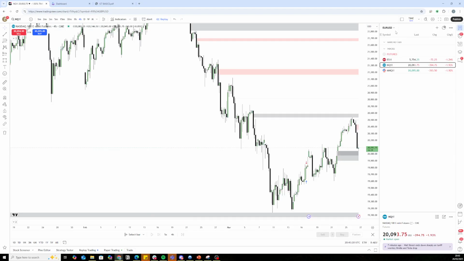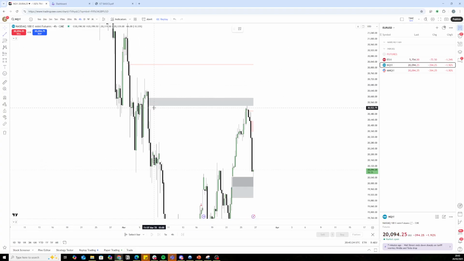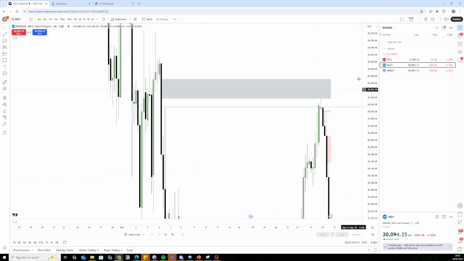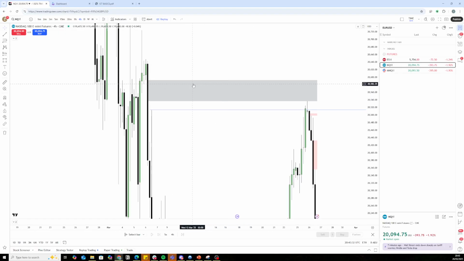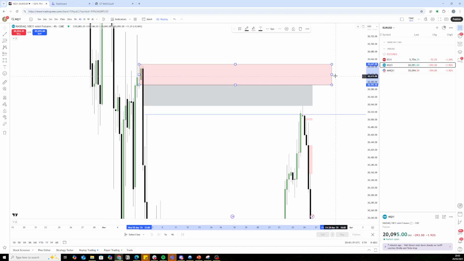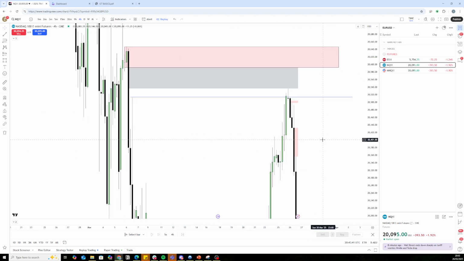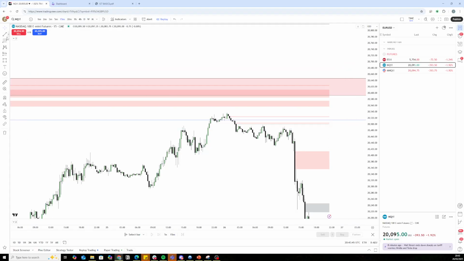If I come back onto here, we took out this buy side liquidity, this big wick here on the 4 hour, with lots and lots of orders above there. That was the first thing. Then we tapped into a fair value gap. Ideally we'd like to tap into an order block, but it doesn't always happen. Then, moving on from that, we got the SMT.